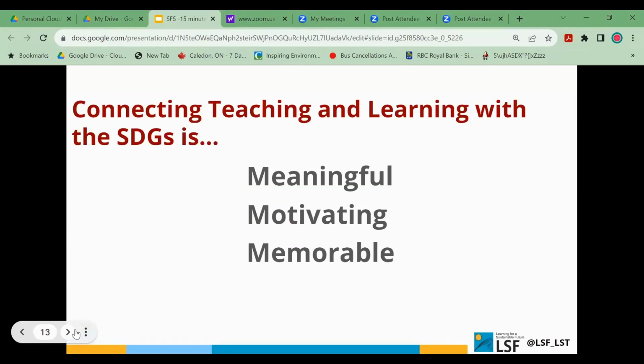Connecting teaching and learning with the SDGs can make student experience meaningful, motivating, and memorable. The 3 M's, I love. Understanding the value of what we learn can motivate us to become effective people in our communities. We can be the change we want to see in the world, as they say. The SDGs are a valuable tool for educators to foster and to move forward toward a sustainable world for all.